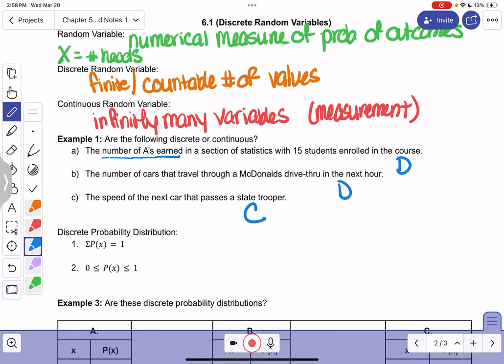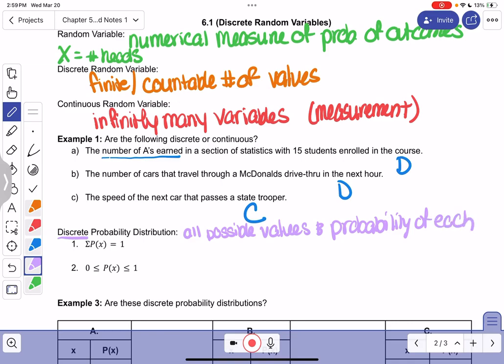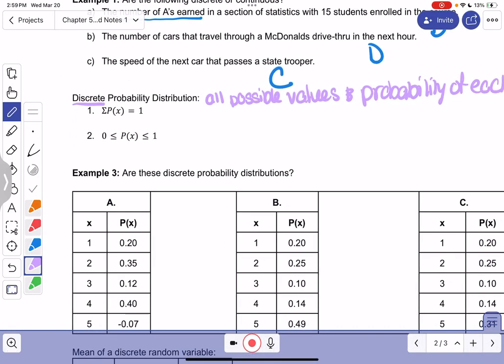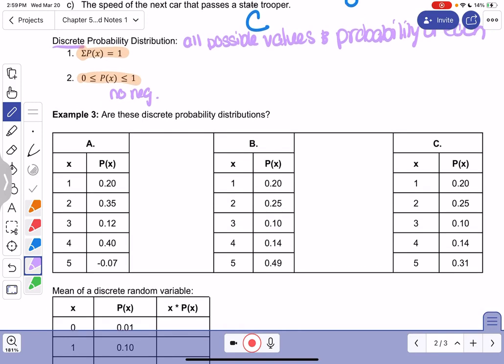A discrete probability distribution. So when you have a discrete random variable, the distribution shows all possible values and the probability of getting them. In that distribution, everything has to add up to 1. This sigma right here means sum. So all the probabilities have to add to 1. And they all have to be between 0 and 1, so there are no negatives. That's the big thing. So looking at these 3, which one or ones are probability distributions?